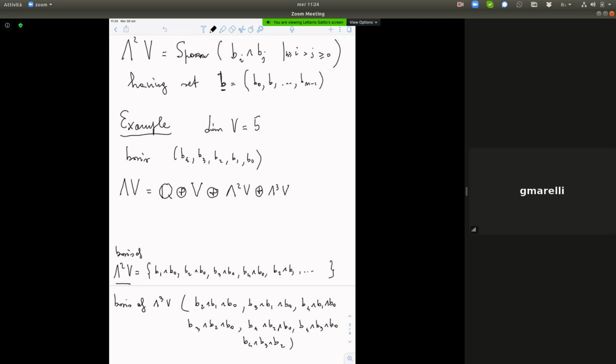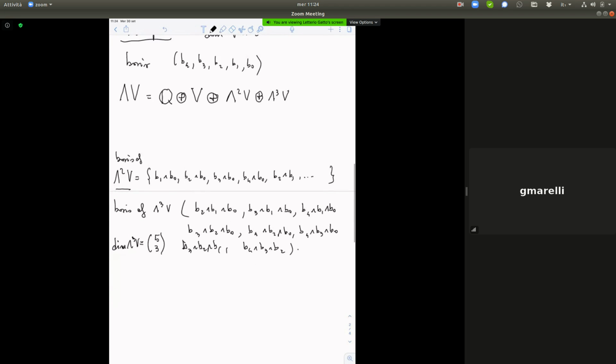They should be 8, but B2, B1, B3, B1, B0, B4, B1, B0, B3, B2, B0, B4, B2, B0. I think that is missing B3, B2, B1. Yes, B3, B2, B1, and then there is also B4, B2, B1, and you complete and you find that the dimension of wedge 3V is precisely the dimension choose 3.